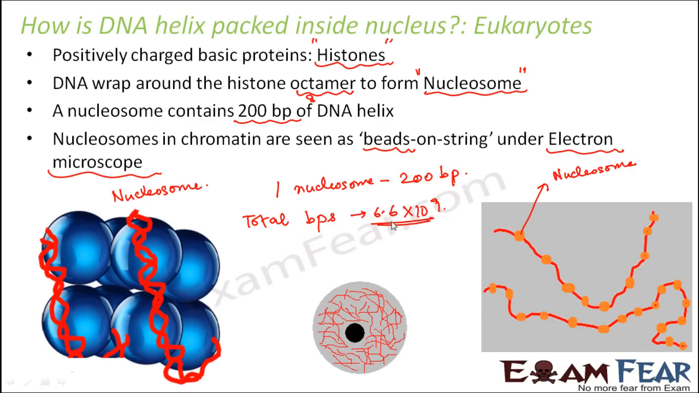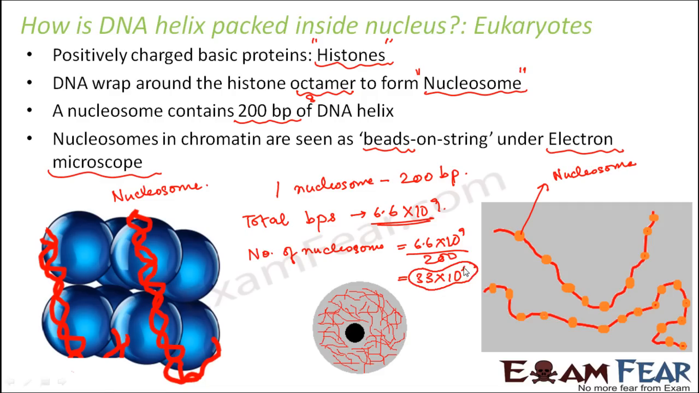So this is the total number of base pairs. So what do you think would be the total number of nucleosomes in a mammalian cell? The number of nucleosomes will be equal to 6.6 × 10^9 divided by 200. So that is equal to 33 × 10^6.